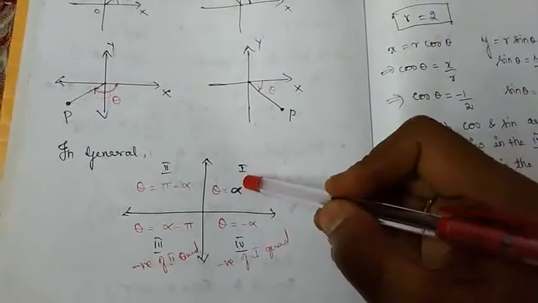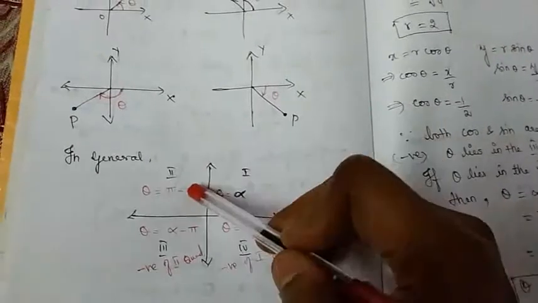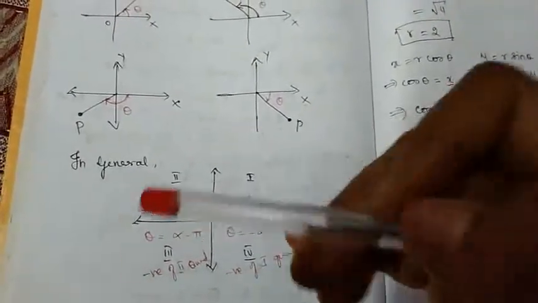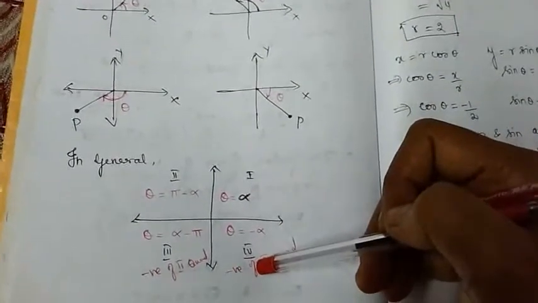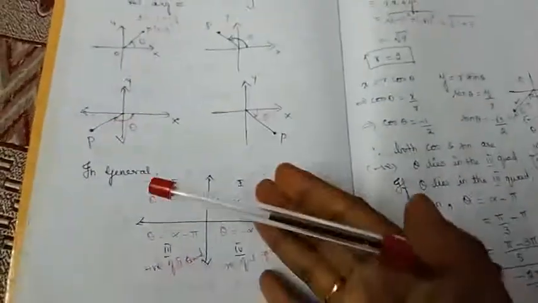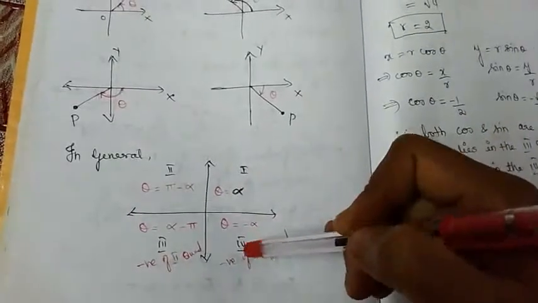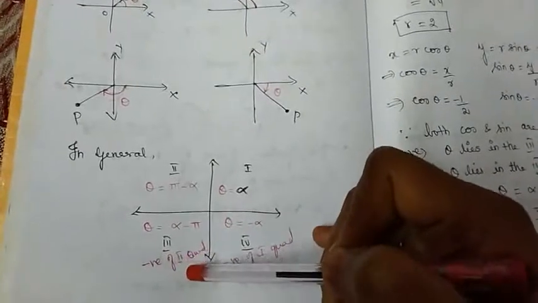So if theta lies in the first quadrant, we will take the argument as such. If it lies in the second quadrant, it is going to be pi minus theta. But if it lies in the third or the fourth quadrant, we will take it as alpha minus pi and minus alpha, the mirror image, the negative of that. If it is going to be theta here, here it is going to be minus theta. Here it is going to be pi minus theta, here it is going to be theta minus pi.